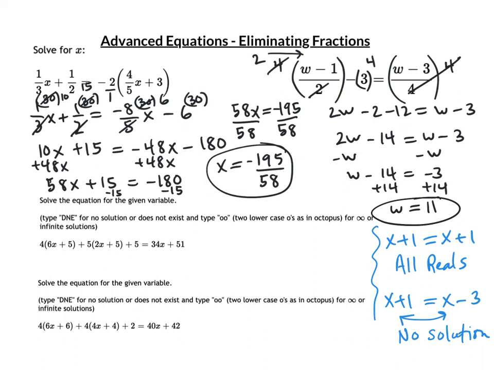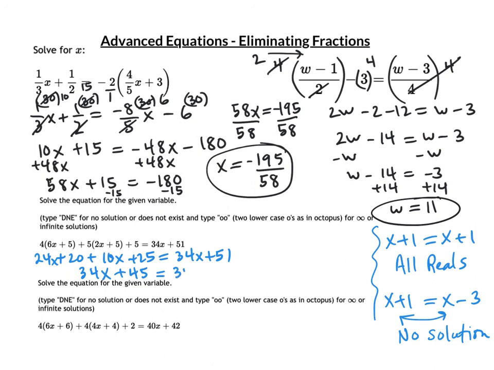These look like they're long, but they're actually very short. 4 times 6, we got 24, plus 20, plus 10x plus 25 equals 34x plus 51. And we'll combine like terms. 24x, I forgot my x. 24x and 10x makes 34x. 20 and 25 makes 45.